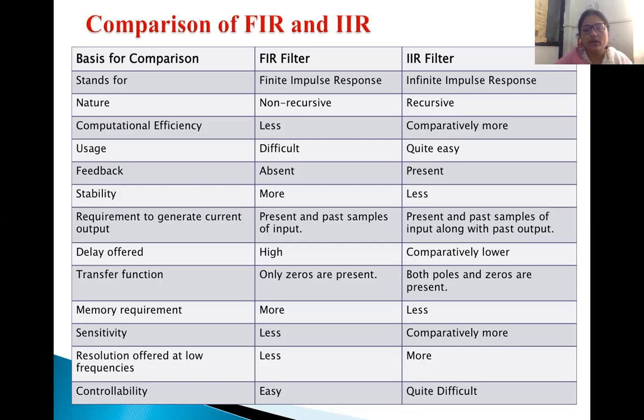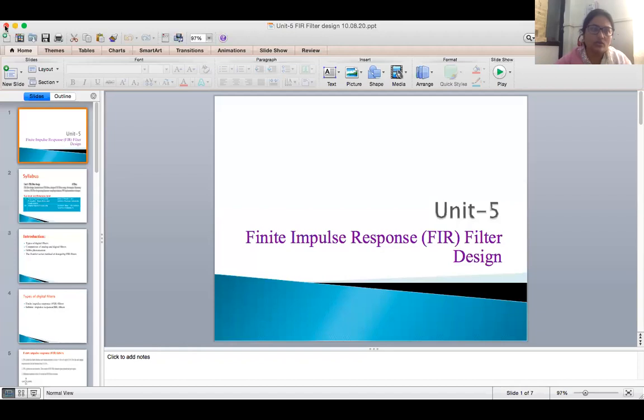Controllability. The FIR filter is easy to control because it is only a zero system. Only zeros are present in the system. Whereas the IIR system is quite difficult because it consists of zeros as well as poles. So, as compared to this, it is quite difficult to handle. Okay, so we will go through.